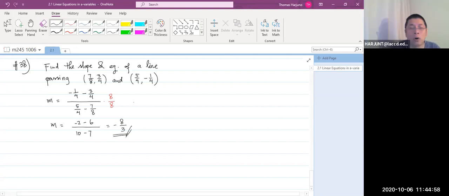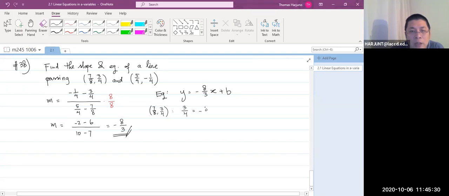Now I go on with finding the equation. As for the equation, we know it must be y equals -8 over 3 x plus a constant b. Now I plug in one of the coordinates. I think I will plug in the first one, 7 over 8, 3 over 4. So I get 3 over 4 for the y, equals -8 over 3 times 7 eighths, plus b. So 3/4 equals -7 over 3 plus b. I cross cancel the 8.